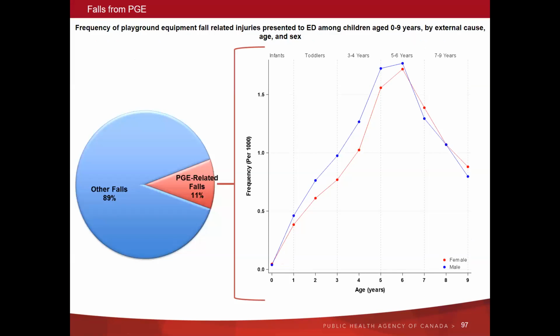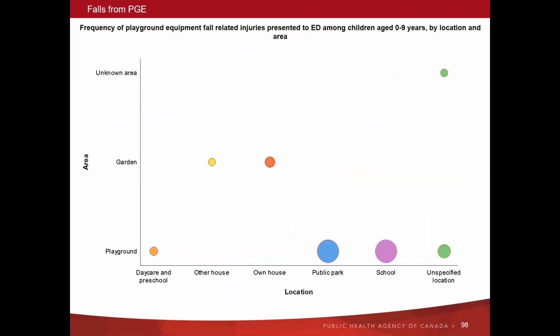So playground-related falls account for a significant proportion of fall injuries, approximately 11%, in fact. The frequency of these types of falls generally increases steadily with age, peaks around 5 to 6 years of age, and declines thereafter. In our own data, playground-related falls are much more likely at school, even more so in public parks, and less so in the home.